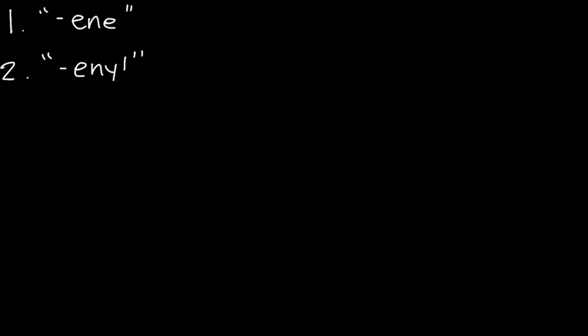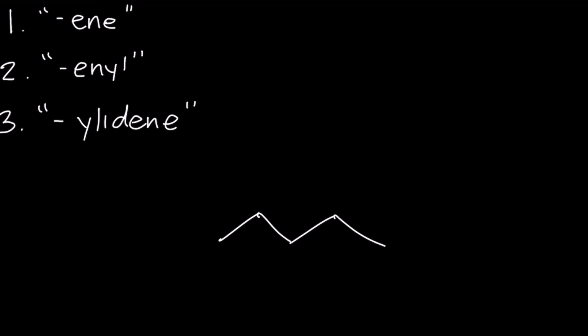The last suffix I want you to remember is going to be, bear with me here, -ylidene. You use this when one carbon of the alkene is a part of the main chain while the other carbon isn't. It's going to look something like this. So to name this, I'm going to locate the longest chain, which is 1, 2, 3, 4, 5. So it's going to be pentane.